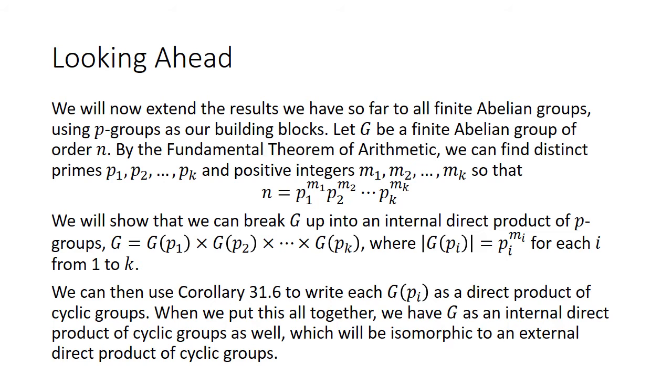And then we're going to use corollary 31.6 to write each of those little p-groups as a direct product of cyclic groups. Okay, and then when we put all of that together, we're going to have G as an internal direct product of cyclic groups as well, and that is going to be isomorphic to an external direct product of cyclic groups. I don't remember how much we emphasized this back when we were talking about internal direct products and external direct products, but they are basically isomorphic to each other. So if all you care about is isomorphism, then you can switch back and forth between internal and external direct products. Okay, so that's the basic overview of what we're going to see. So let's go ahead and get to it.